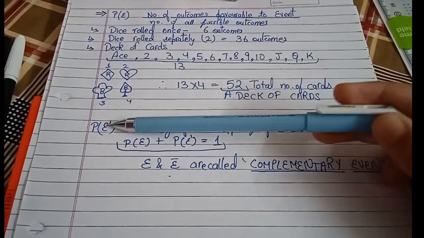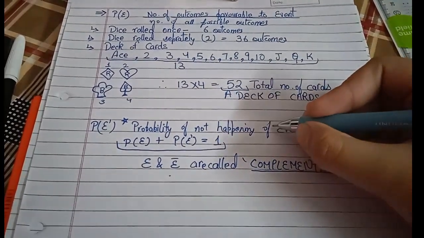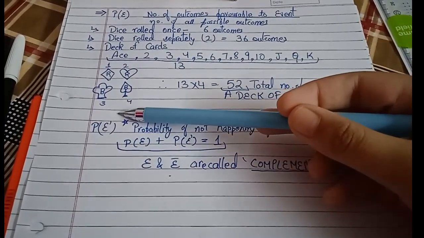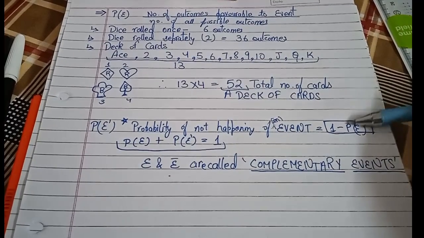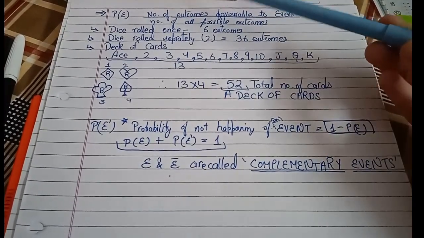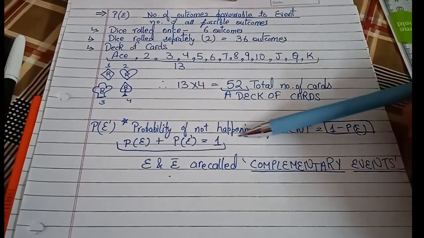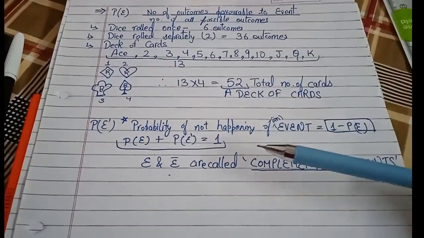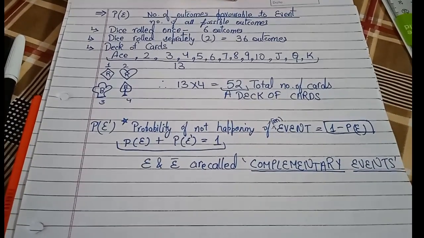Now the second formula is probability of not happening of an event. It is denoted by E dash or E with a straight line over it like this. And the formula is 1 minus probability of happening of an event. Means if you have found this formula, then you can simply subtract it from 1 and you will get the probability of not happening of an event. I am talking about the same question. So these 2 together are called complementary events. I hope this much is pretty clear to all of us.